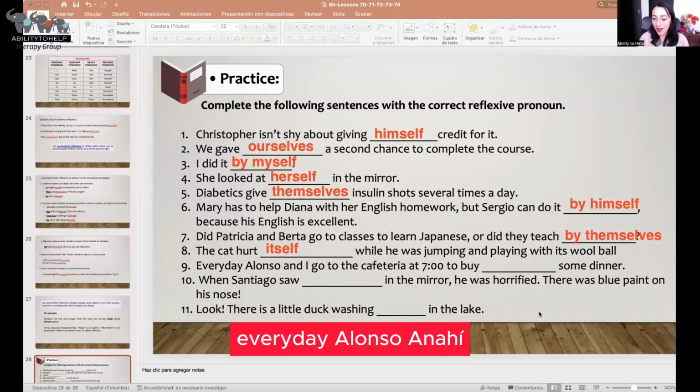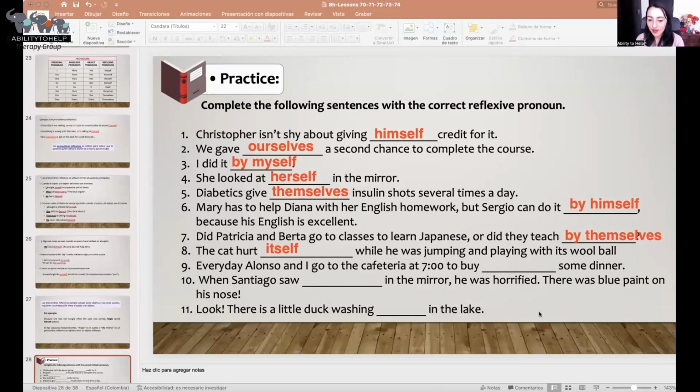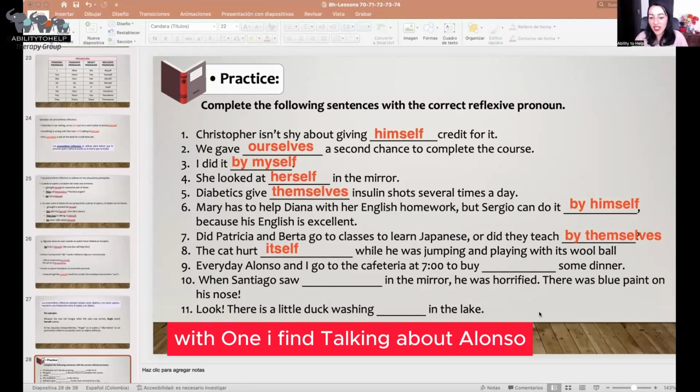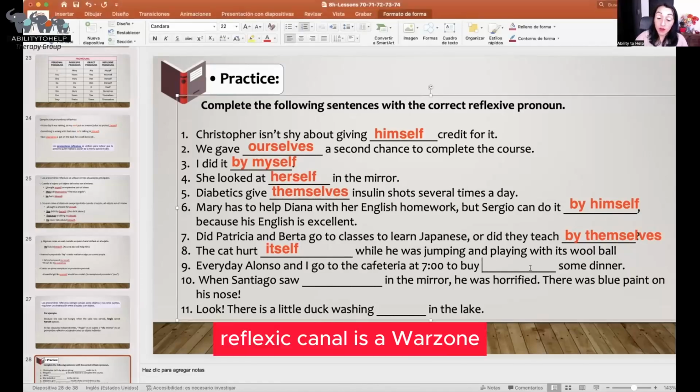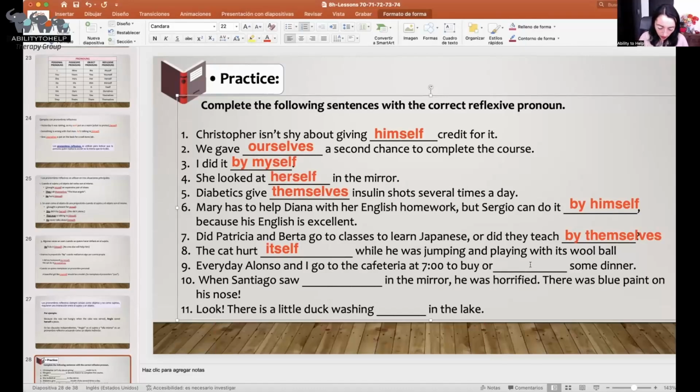Every day Alonso and I, or every day Alonso and me, go to the cafeteria at 7 to buy, which one? If I'm talking about Alonso and me, so you know, the personal pronoun is we. So the reflexive pronoun is ourselves.